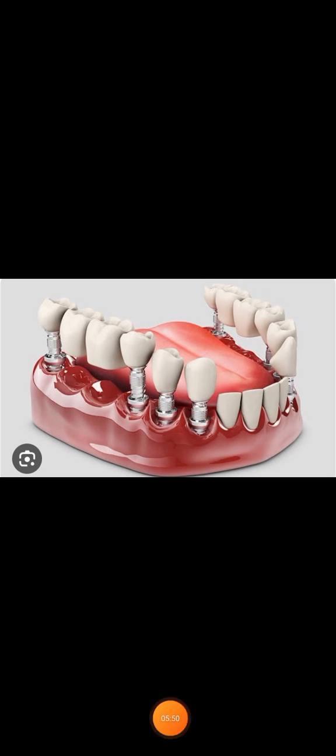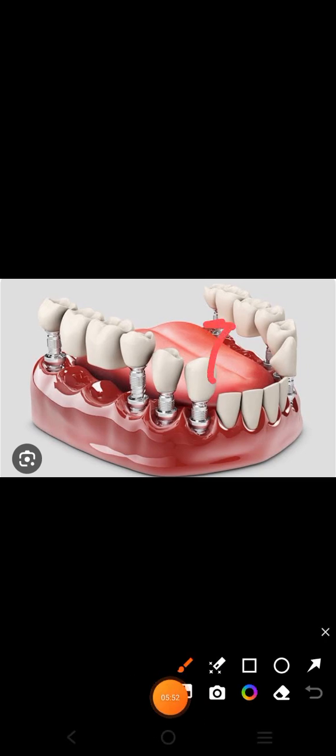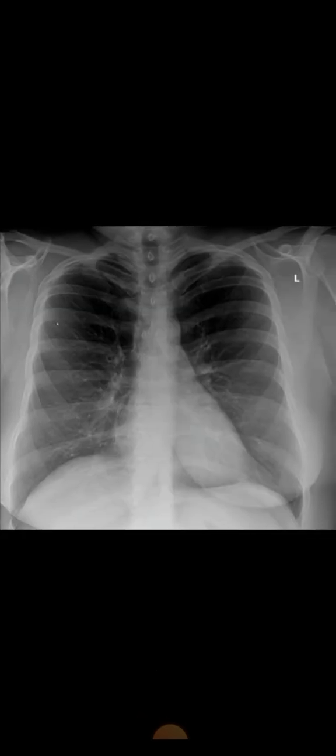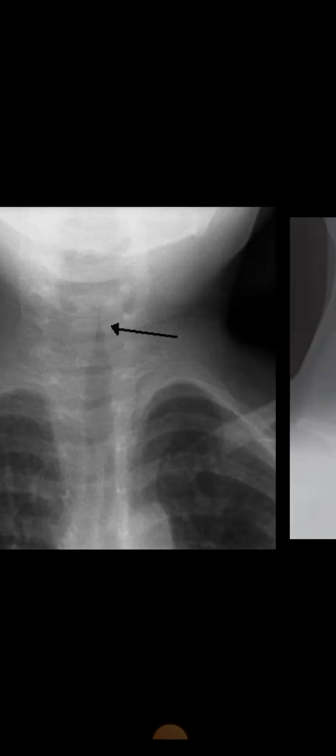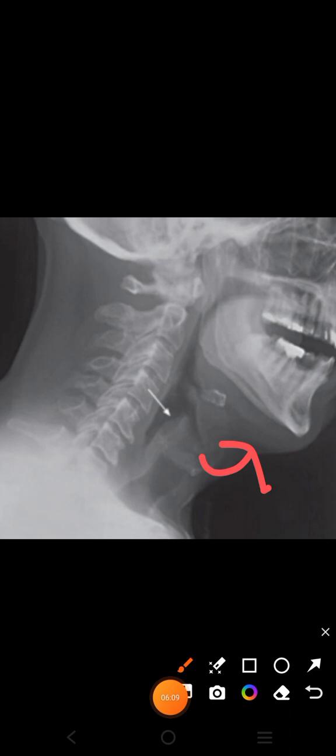Look at it, these are dentures, artificial teeth, and as they are fixed by a metallic hook, this portion appears radiolucent on x-ray, but this appears radio-opaque. And this is another case where the thumb sign is shown. What is the thumb sign? The thumb sign is actually seen in the case of acute epiglottitis.